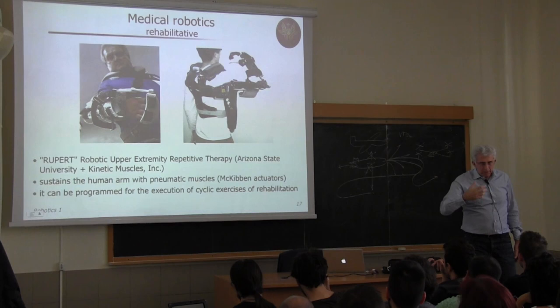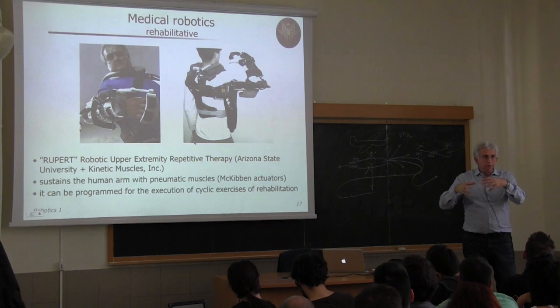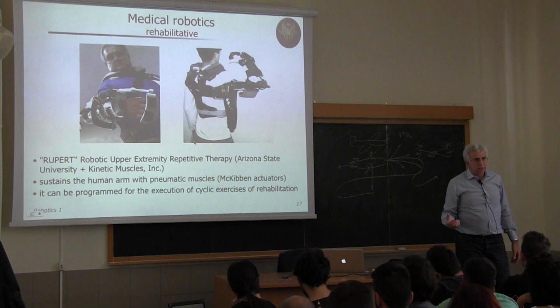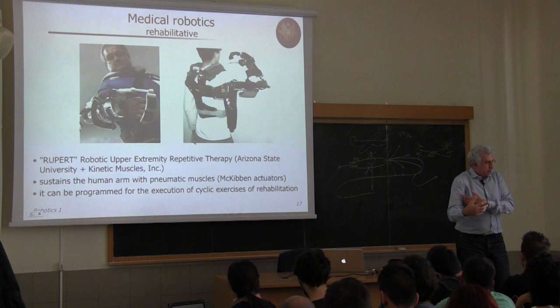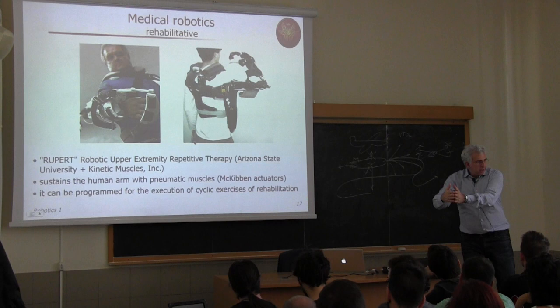But if I cannot move my arm, then the motors that actuate the joints of this prosthesis can move the arm for me, can move my arm together, which is connected to this structure. And while doing this motion, I reactivate partially my muscle and learn to do this movement in the right way. And progressively, during the therapy, I go from a completely assisted situation to a completely autonomous situation.